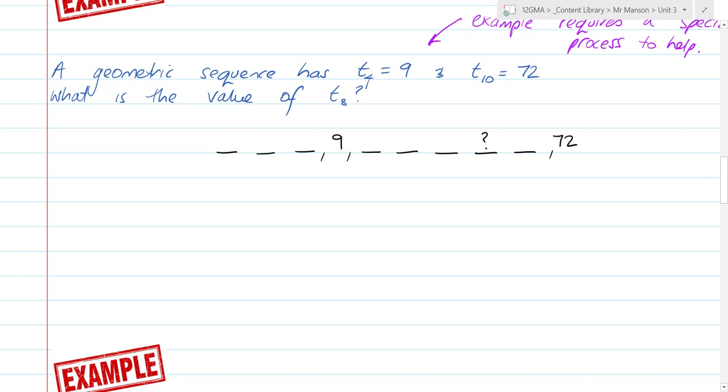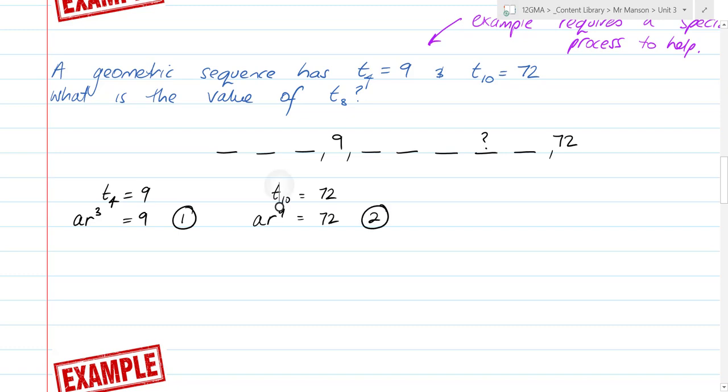So let's start with T4 is equal to 9, and we know that T4 is equal to AR to the power of 3 equals 9, and we'll call that equation 1. We also know that T10 is equal to 72, and so AR to the power of 9, because that's n minus 1, is equal to 72, and we'll call that equation 2.